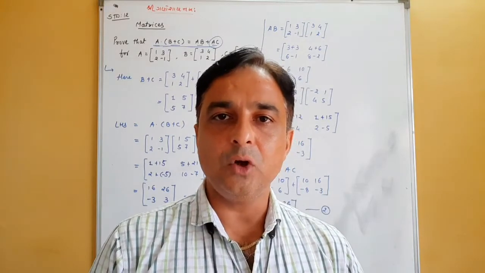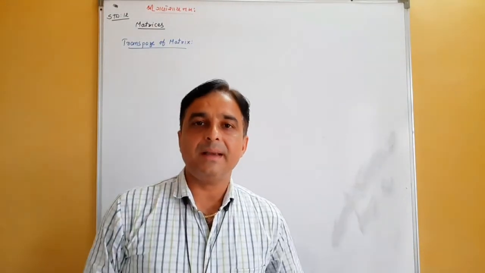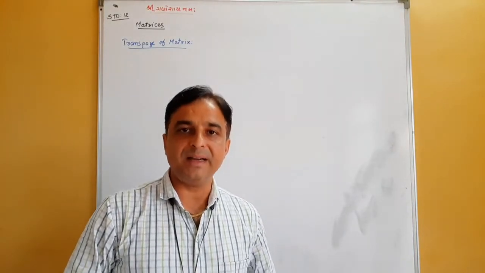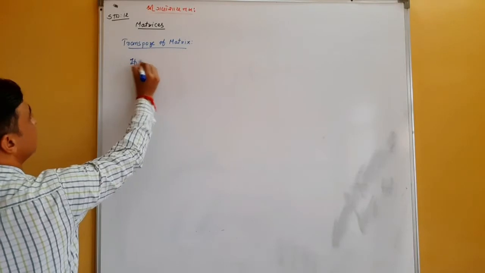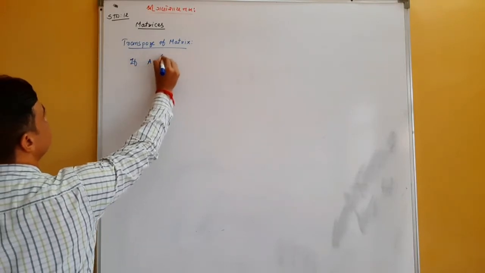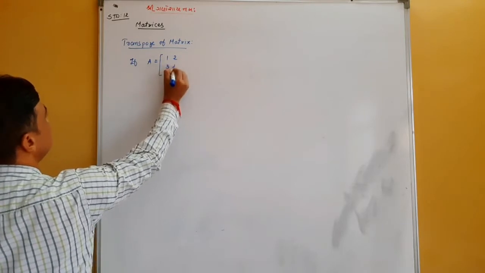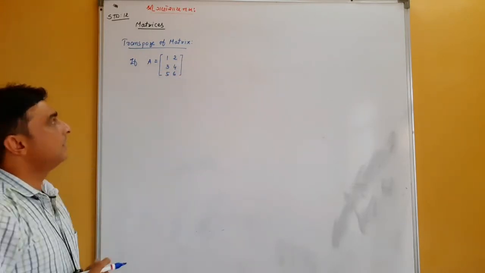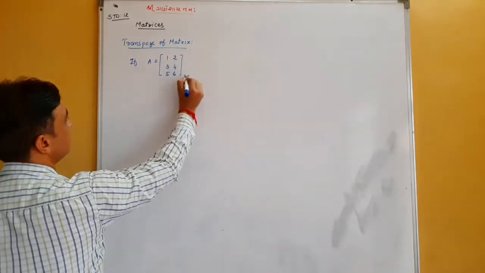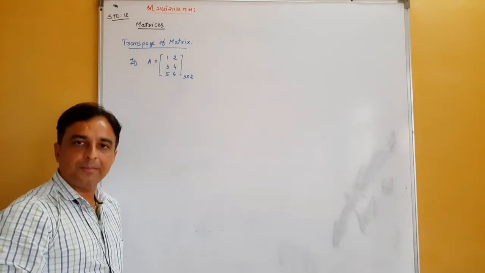Next topic, transpose of matrix. What do you mean by transpose? If matrix A is like that, 1 2 3 4 5 6, it is a 3 cross 2 matrix. It has 3 rows and 2 columns.